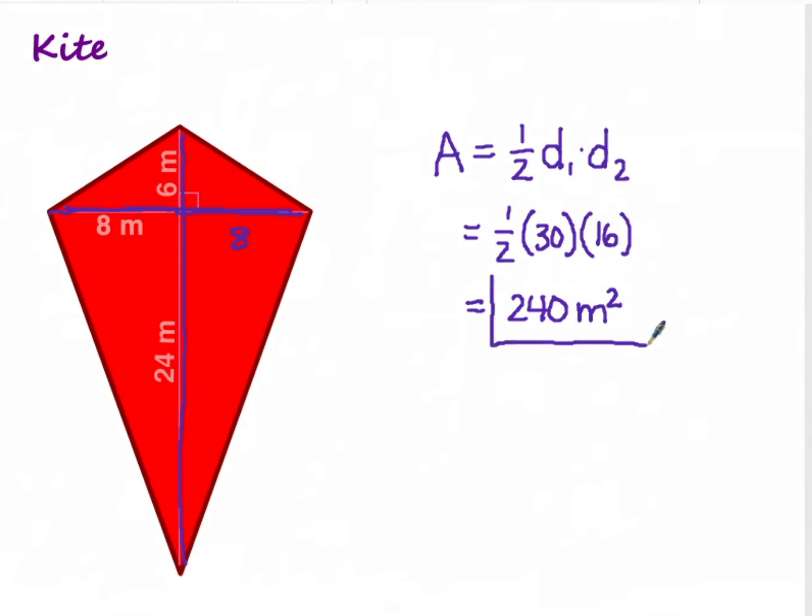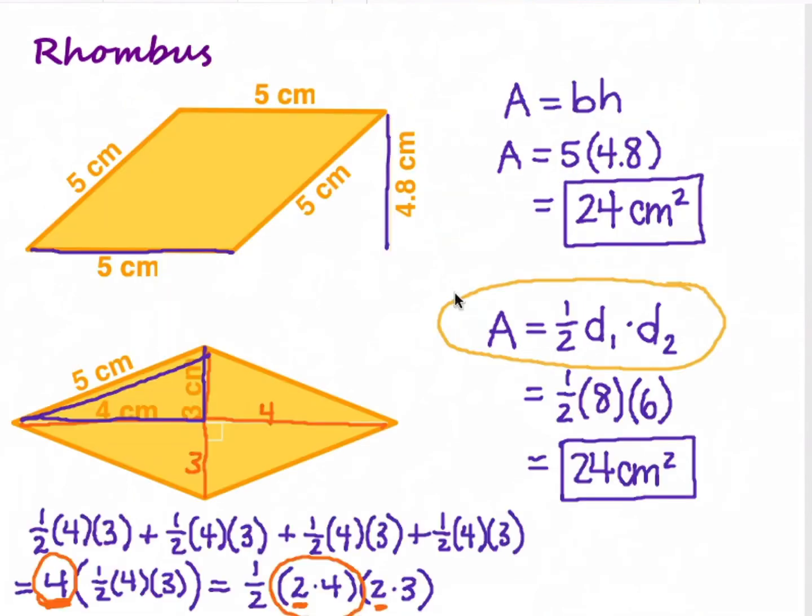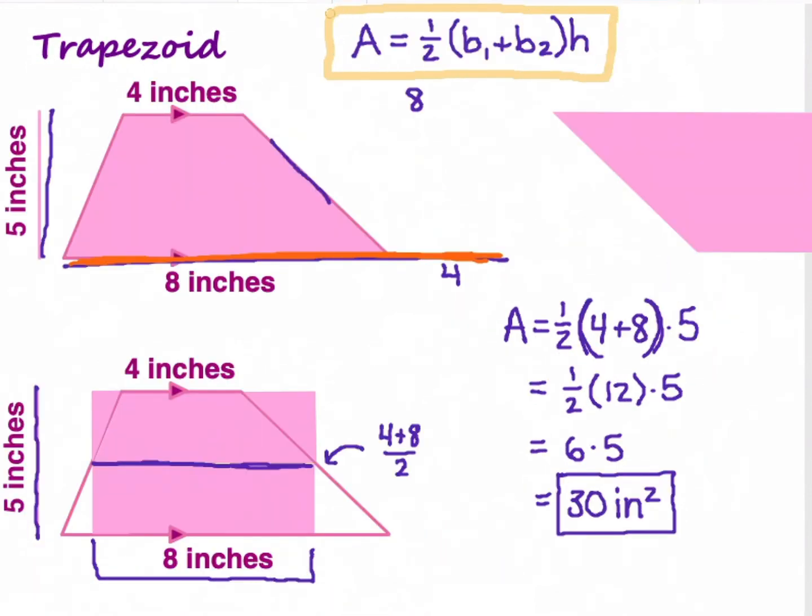I know I write that as meters squared, but you should never read it out loud that way. We call them square meters. Can you say that with me? Square meters. Square meters.